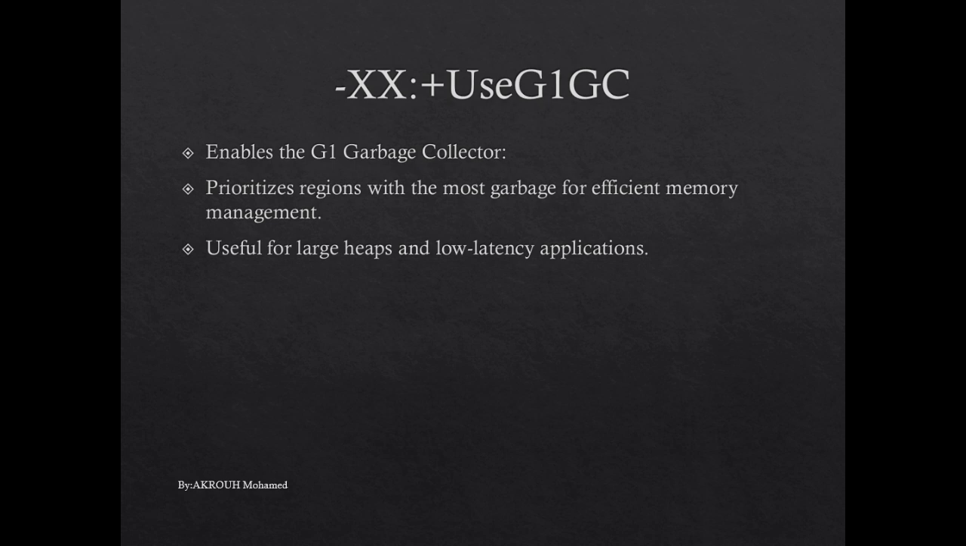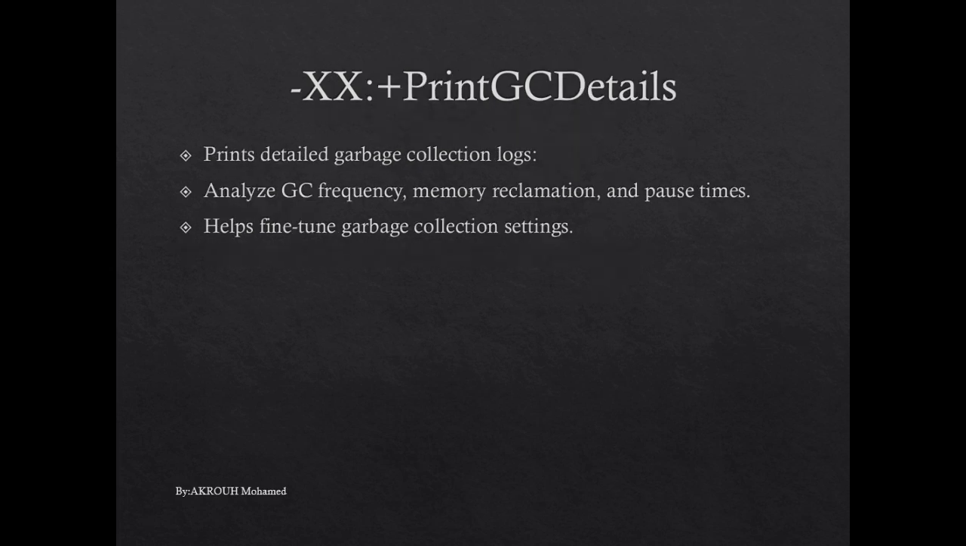By enabling G1GC, you instruct the JVM to prioritize regions with the most garbage, allowing for more efficient memory management. This is particularly useful for low latency and large-scale applications that need to strike a balance between throughput and minimal pauses during garbage collection. For debugging and understanding garbage collection behavior, the -XX:+PrintGCDetails option is invaluable.